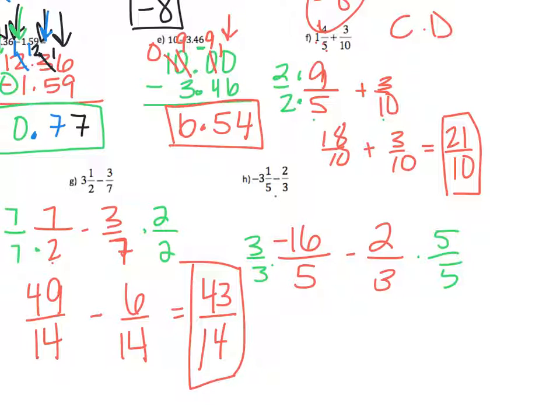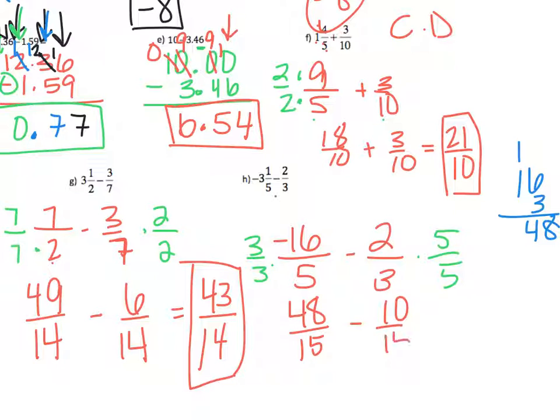Alright, 3 times 16, if you don't know that offhand, do it off to the side. 3 times 6 is 18, carry the 1, and 3 times 1 is 3, plus 1 is 4. So you've got 48 over 15 minus 10 over 15, which will get you a total of 38 over 15.